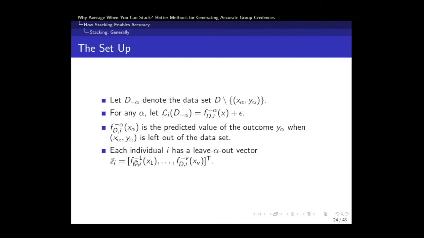So here we have their prediction of y1 when x1, y1 is left out of the data set, and they're given x1 as input, all the way up to their prediction of yV when xV is left out of the data set, but they're given xV as input. All right.